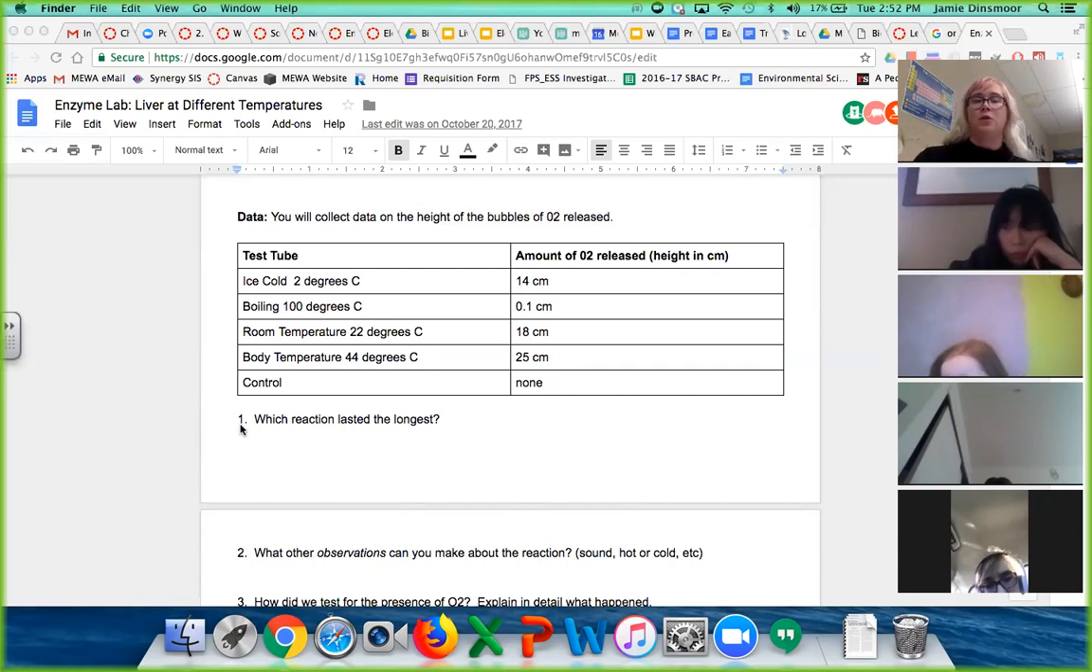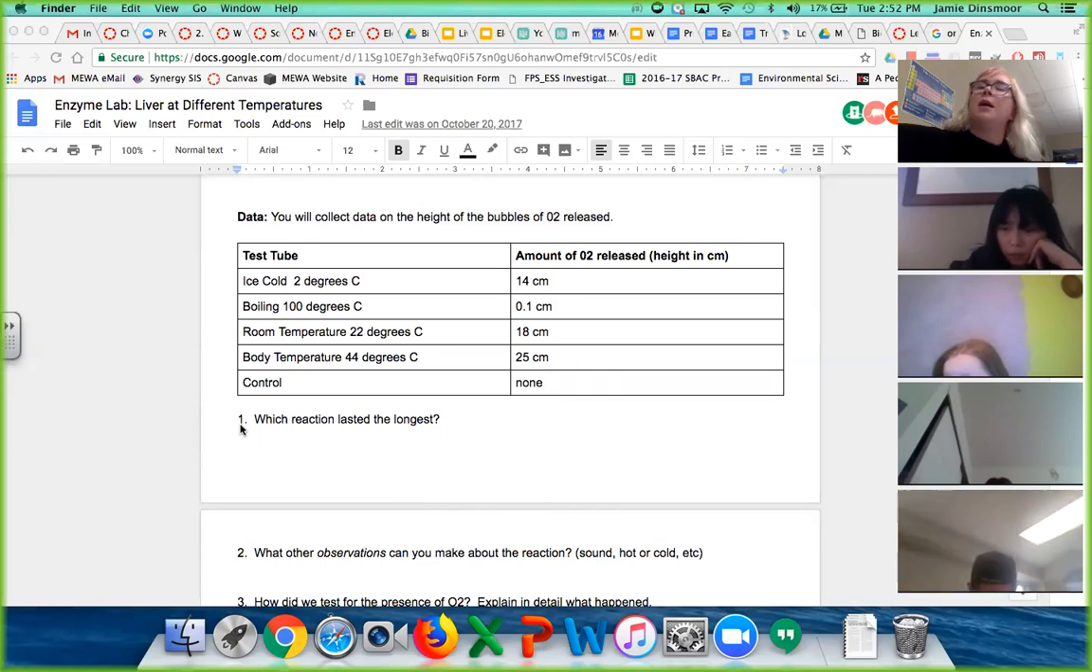And I can tell you guys from doing this before that it does matter, right? We will see a difference. So it's not like they're all going to be the same. So first step is our control. What happens when we just pour hydrogen peroxide into a beaker by itself, what happens when we have liver by itself? Do we see any bubbling?